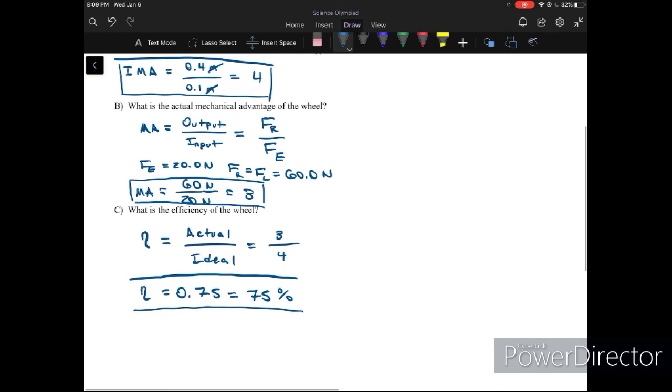And so just using this example problem, we're able to see the way that we can appreciate efficiency is telling us how effective a system is at providing an ideal mechanical advantage.